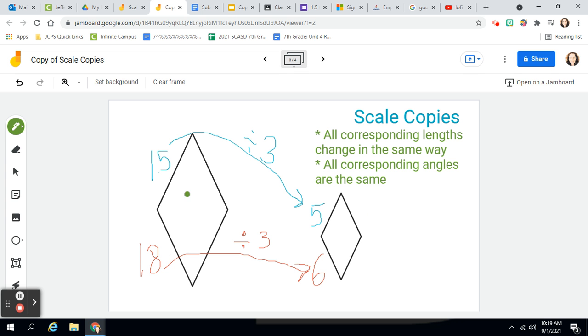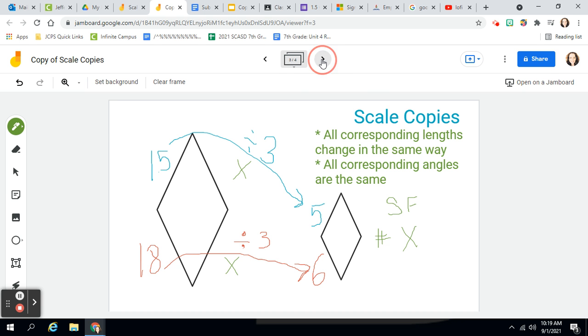Now, if I were to ask you for the scale factor of the two scale copies, one thing we have to remember for scale factor is that it's the number that we multiply our side lengths of the original by to get to the scaled copy. So it's not going to be 3 because this is dividing by 3. So basically, we have to figure out what's the same as dividing by 3, but using multiplication.